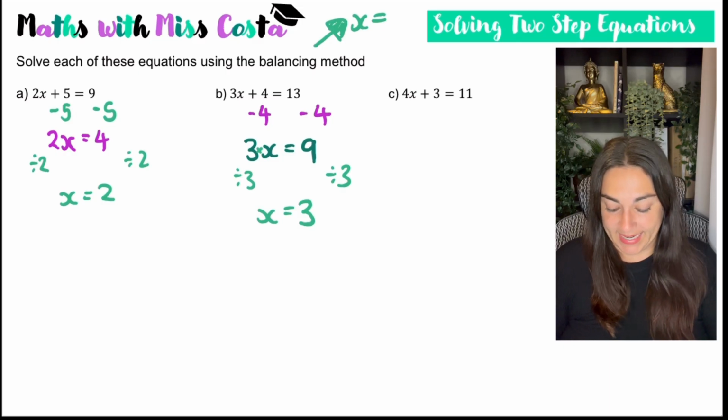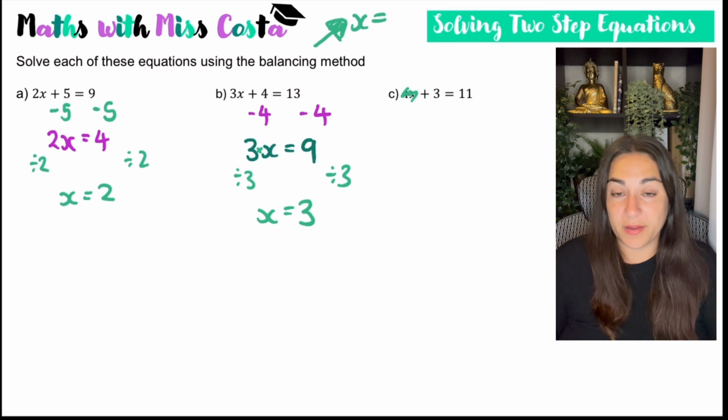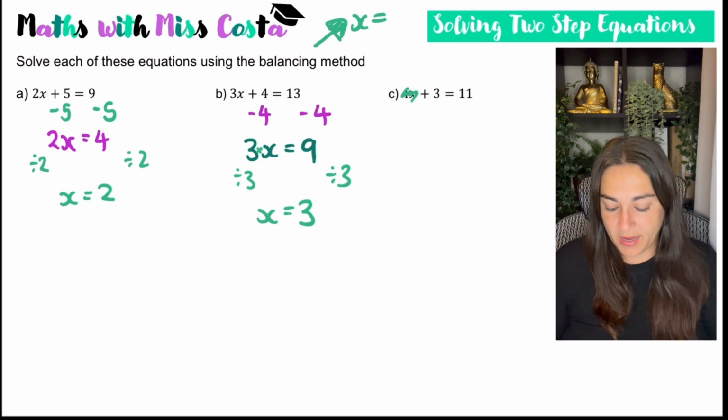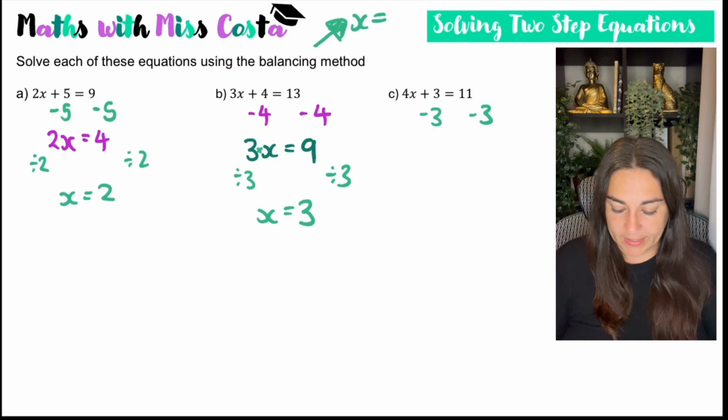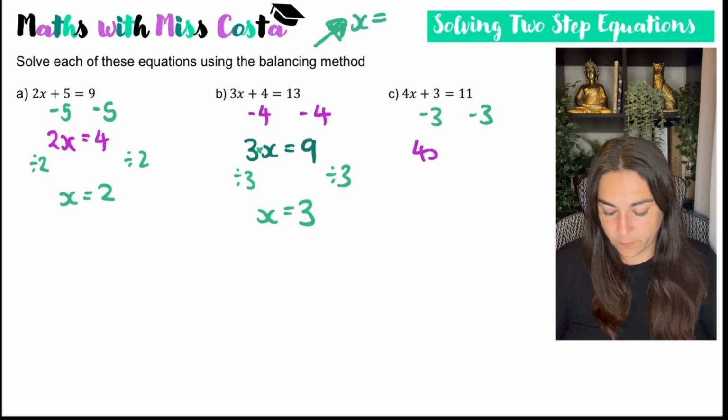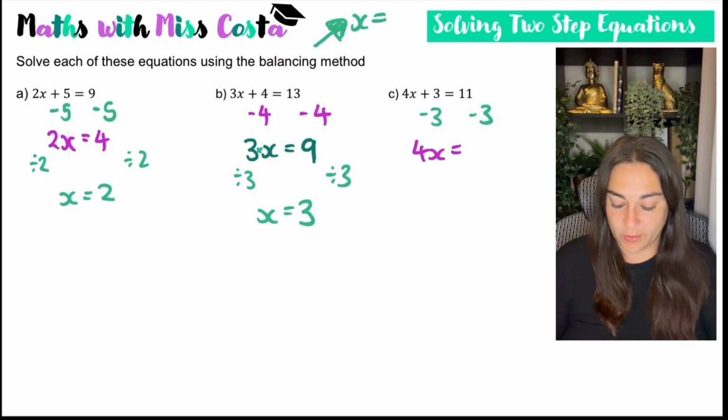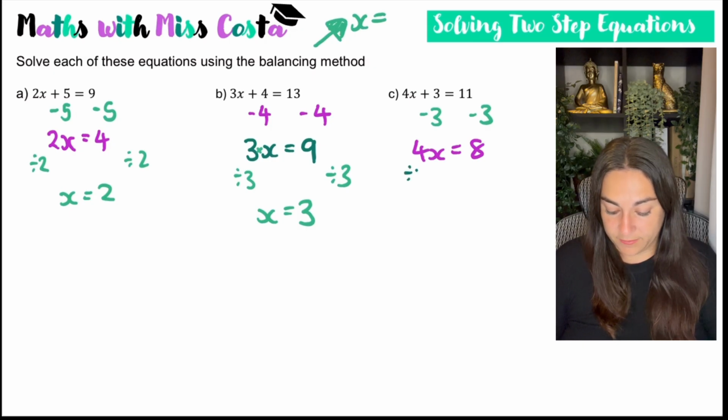Let's do the same thing again. 4x, cover the x and its coefficient up. I'm going to do the inverse of plus 3, which is minus 3. So I'm going to be left with 4x equals 11 take away 3, which is 8. And then I'm going to divide by 4.